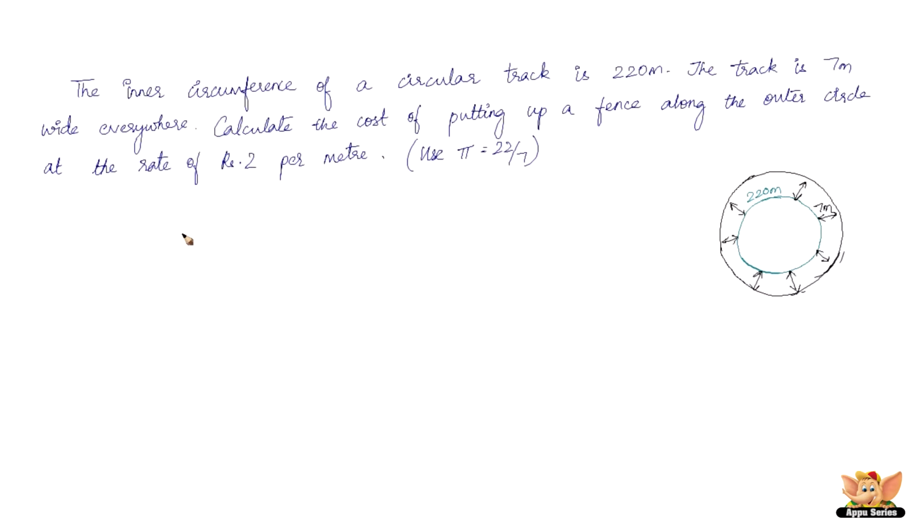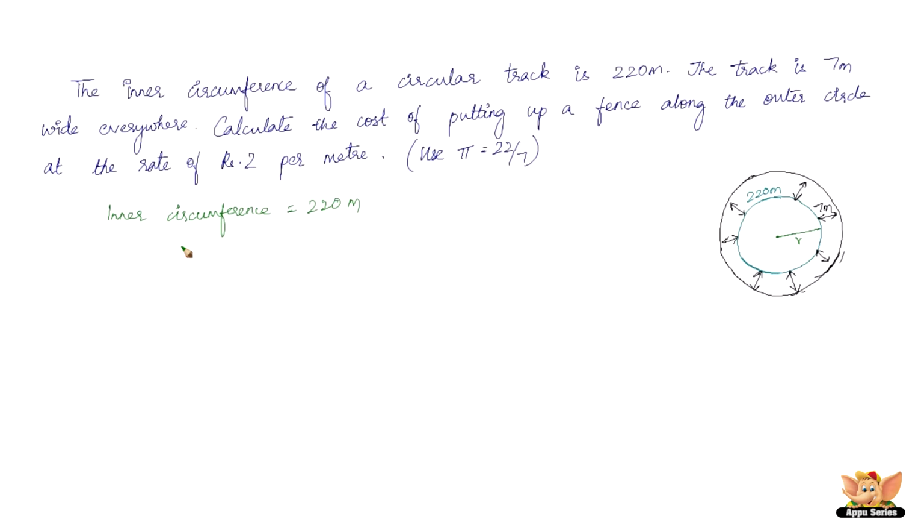So what we've got here is the inner circumference, which measures 220 meters. So let us find the inner radius now. Now, how do we find the outer circumference? All we need is the radius of the inner circle, that is this one. Once we find this radius of the inner circle, we can add 7 to it to get the radius of the outer circle. Then all you have to do is substitute in the formula of the circumference, which is 2 pi r, to get the circumference of the outer circle. And then multiply that by rupees 2, because per meter it costs rupees 2 to set up a fence.